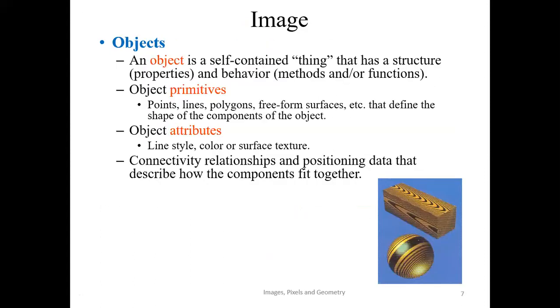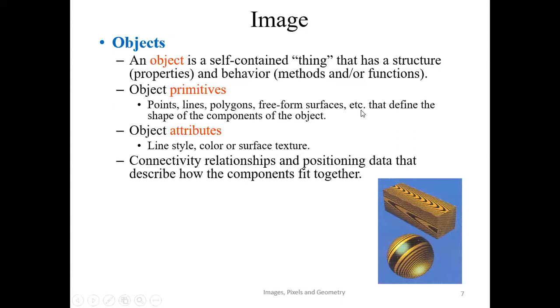And then the objects. An object is a self-contained thing that has a structure. We have studied the definition of object in our C++ course as well. Okay, let me pause for one minute. We have already discussed what an object is in our other courses, but the graphical object and the object-oriented object are not the same thing. Here we use objects as primitives, and they have attributes like line style, color, surface texture. Okay, and it has points, lines, polygons. It can be a free-form surface, etc.